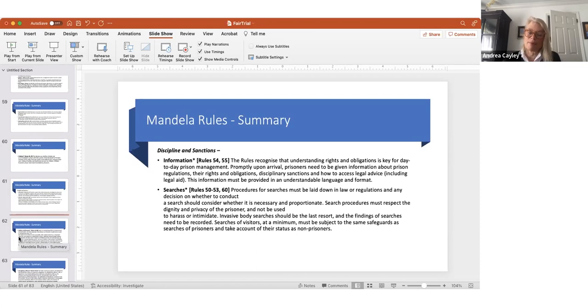Searches of visitors at a minimum must be subject to the same safeguards as searches of prisoners and take account of their status as non-prisoners. So if you're a lawyer going in to see your defendant who's in prison, you should not be searched in a way that violates your privacy or violates the respect for your dignity.